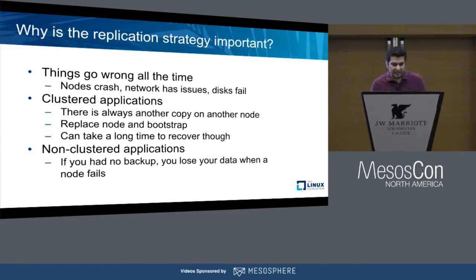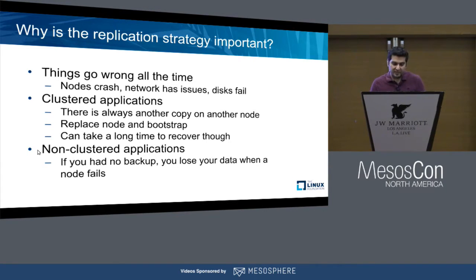So now you might be asking, why is this replication strategy important? Well, it's because bad things happen all the time, right? Your nodes could crash, your network could have issues, disks on your nodes could fail. You might also have power outages which might take down complete racks of your nodes. For applications that do their own replication, there's always another copy on one of the other nodes in the cluster. So they can continue to serve IOs.